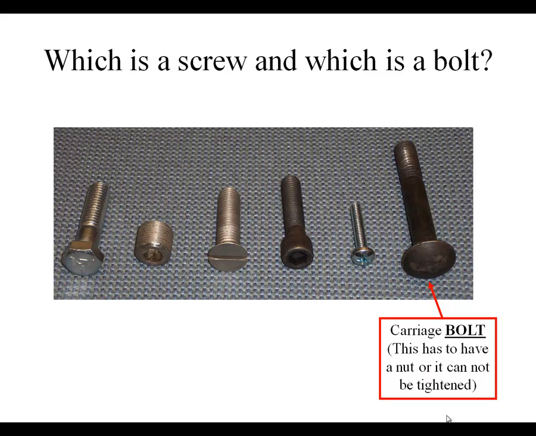This one for sure is a bolt. There's no other way to tighten it from the head, so it has to have a nut. So that one's certainly a bolt. This one's probably a machine screw. Could we use a nut with that? Certainly we sure could, but it probably has tight enough tolerance that it would categorize as a machine screw.